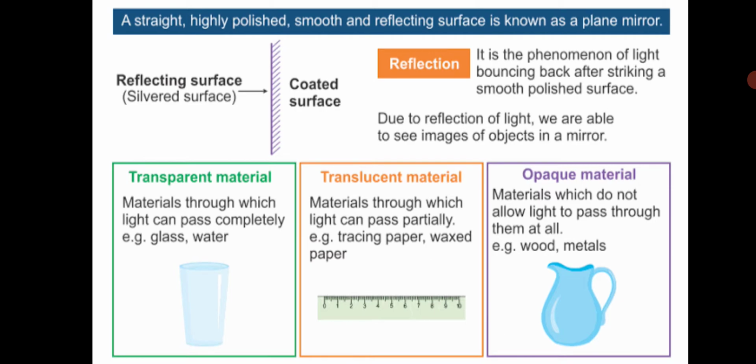Transparent material: materials through which light can pass are glass and water. We can't see any image or shadow of these. Materials through which light can pass partially are tracing paper and waxed paper. It's a translucent material. An unclear shadow is formed. Materials which do not allow light to pass through them at all, like wood and metals, are opaque materials. They form shadows.